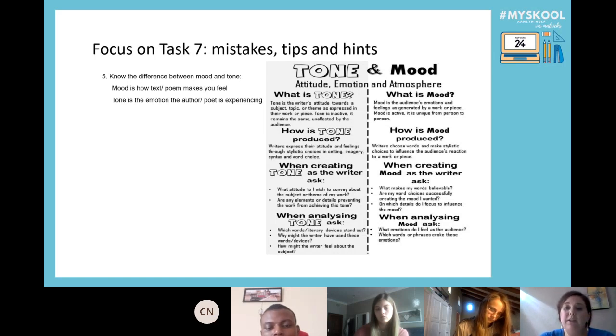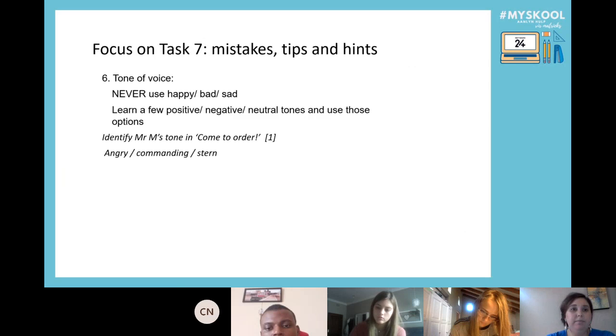My tip to you is to go and have a look at the dictionary and look up certain emotions, or Google emotions relating to tone and mood, and make yourself a little dictionary of your own with possibilities for mood and tone, so that you don't just sit with happy and sad. Then, tone of voice: never use happy, sad, or bad. Learn a few positive, negative, and neutral tones and use those options. Make yourself a list.